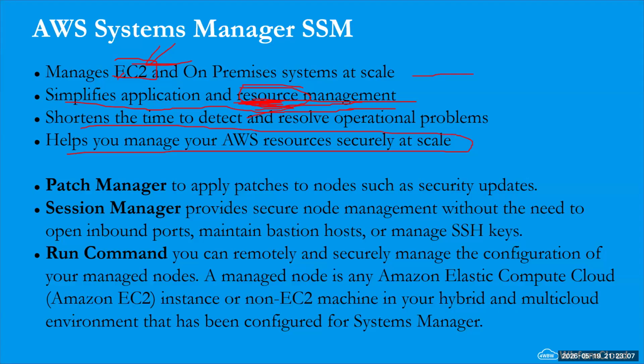If you notice also here, it helps you manage your AWS resources securely at scale. You see, I keep bringing up AWS resources. This one was just because most of the time when you are starting, it is always EC2 and on-premises instances. But as you go along, you realize it's also any AWS resource that it is capable of managing, because it's not all resources. For example, S3, it will not manage. But as you go along, you see the ones that it can manage and the ones it cannot.